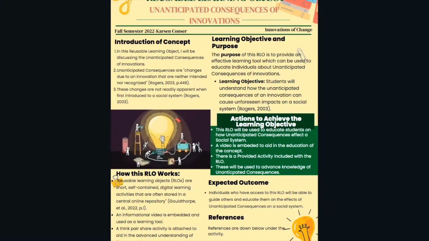For an introduction to the concept, like I said, in this reusable learning object, otherwise known as an RLO, I will be discussing the unanticipated consequences of innovation. So what are unanticipated consequences? Unanticipated consequences are changes due to an innovation that are neither intended nor recognized. These changes are not readily apparent when first introduced to a social system. Even change agents cannot see unanticipated consequences until widespread adoption has occurred.